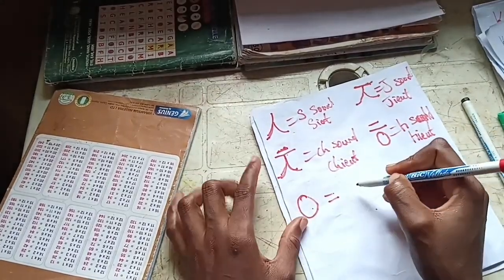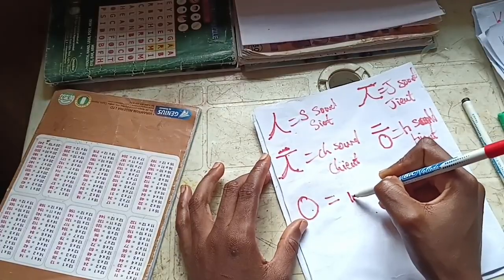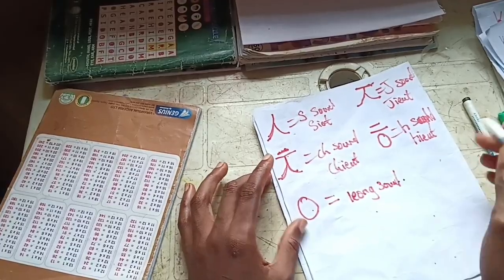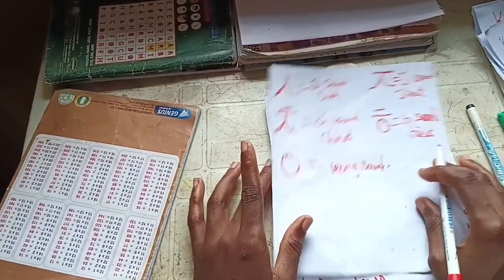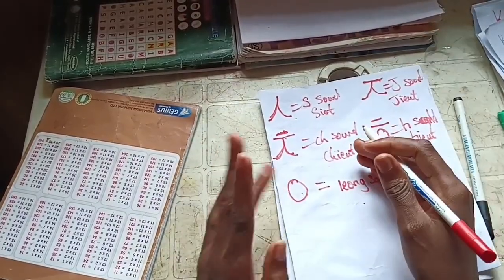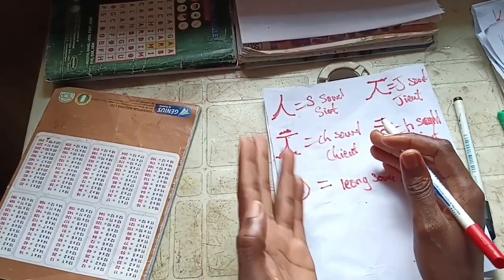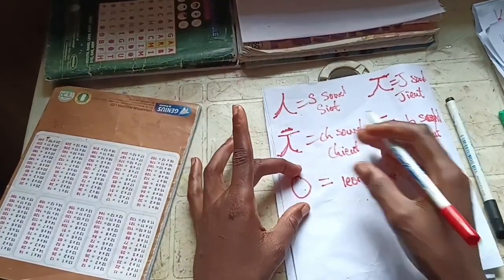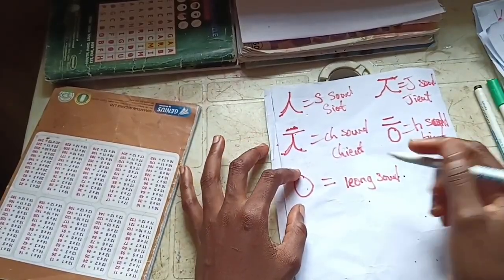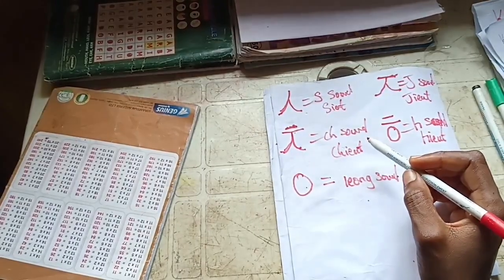It is called the ing sound in English. It has no sound. It is soundless. It follows the sound of any vowel that comes after it. It has no sound whatsoever unless it is a final consonant.